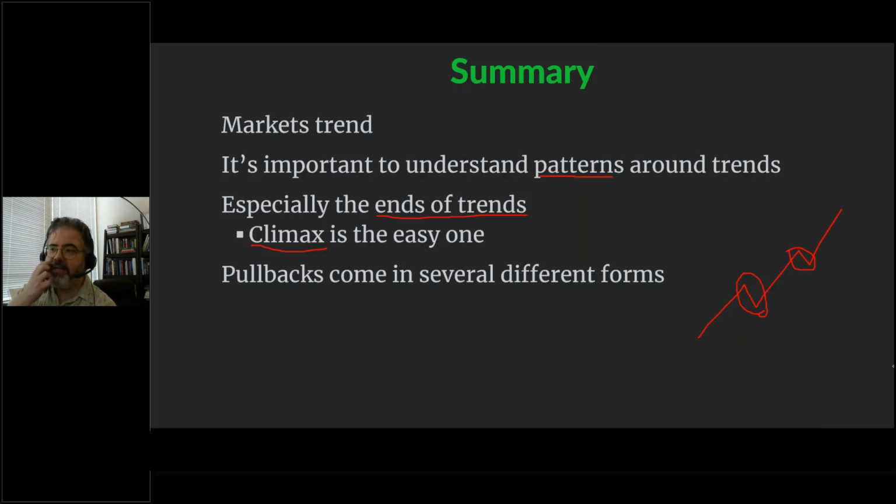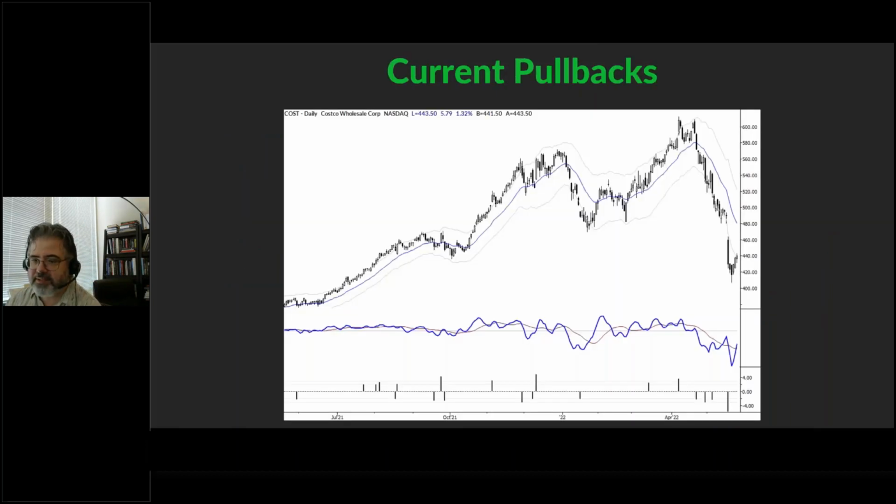So that is the official end of today's session, but let's look at some current pullbacks. Here's Costco. This is an example of a market that has been down quite a while. We've declined from over 600 to roughly 400-ish, and now we're putting in, and by the way, I've been speaking with you here, so I'm not looking at the market.